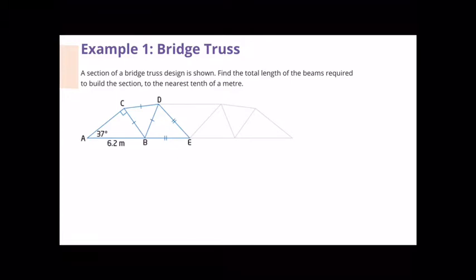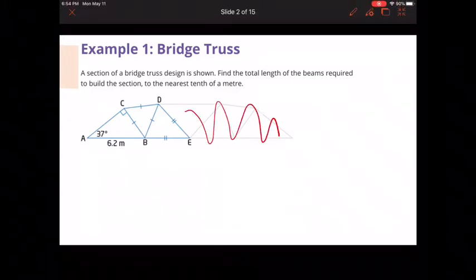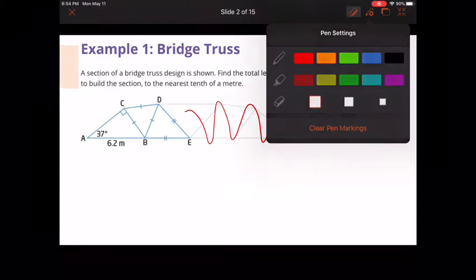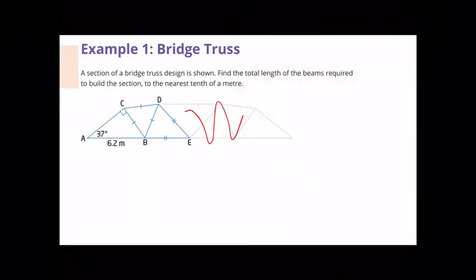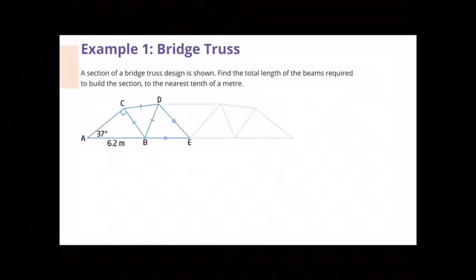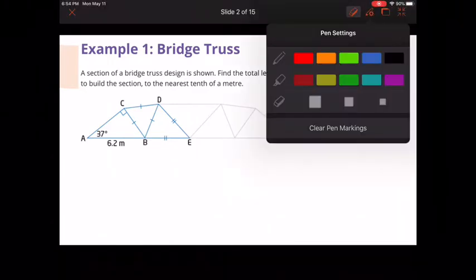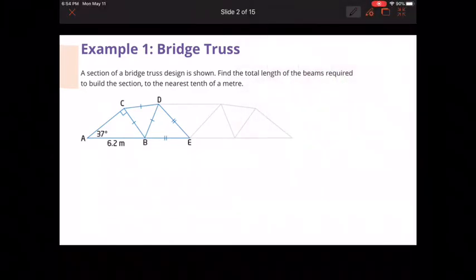So, first of all, everything that is in gray, I don't know why they put that in there just to confuse you, but it is not part of it. So we're only looking at this blue section here. So basically what it's asking for is, our materials person is going out to buy material. We need to know how much beam we need. So what's the total length of all of those lines?